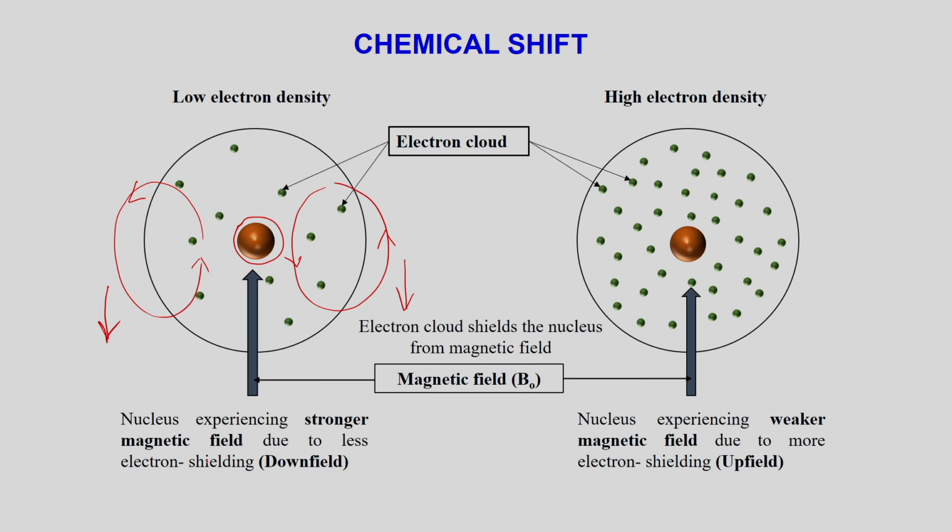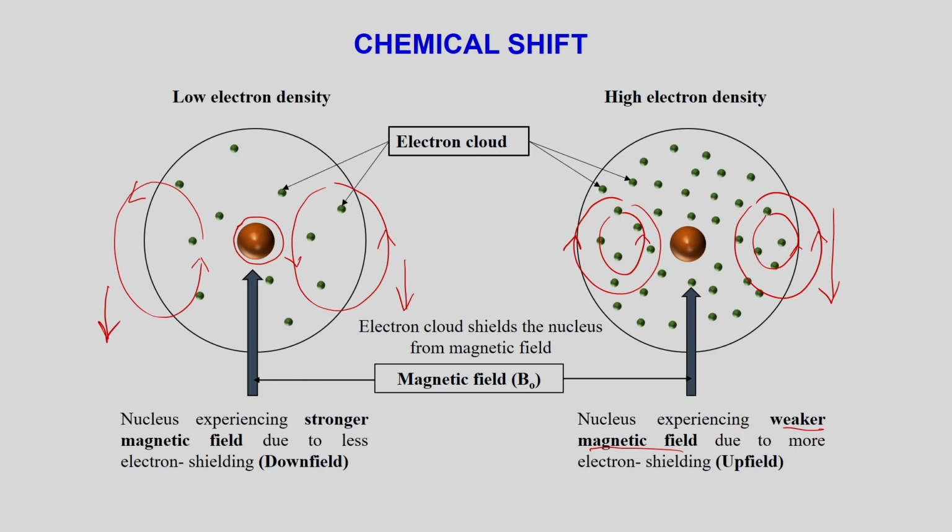Now consider both conditions, low electron density and high electron density. When you have a high electron density, let us say in a proton, it means you have higher electronic currents. Higher electric current means a higher magnetic field. So, you will have more opposition to the applied field, which means the nucleus will experience a weaker magnetic field.